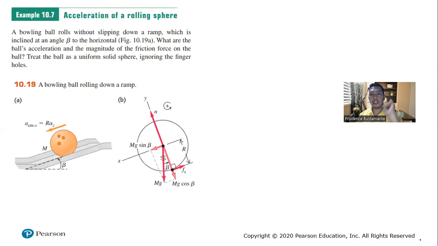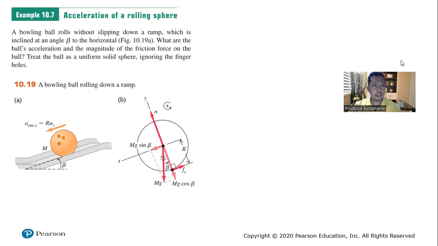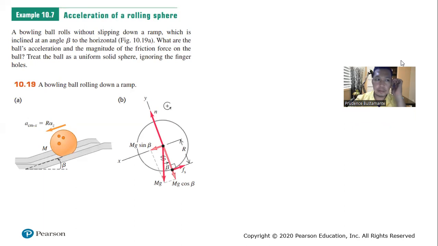Okay, so we have another example. We have a bowling ball that rolls without slipping down a ramp which is inclined at an angle beta to the horizontal. So what are the ball's acceleration and the magnitude of the friction force on the ball? Treat the ball as a uniform solid sphere, ignoring the holes.